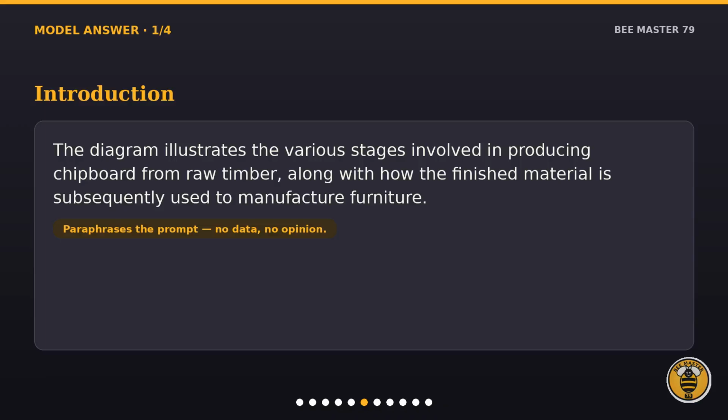Paragraph 1, the introduction. The diagram illustrates the various stages involved in producing chipboard from raw timber, along with how the finished material is subsequently used to manufacture furniture.